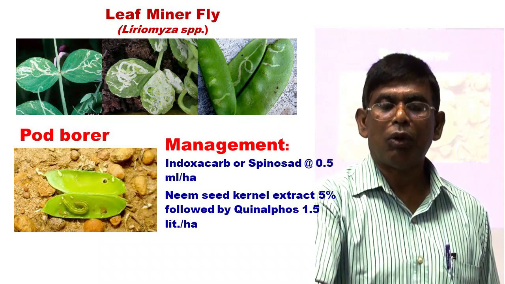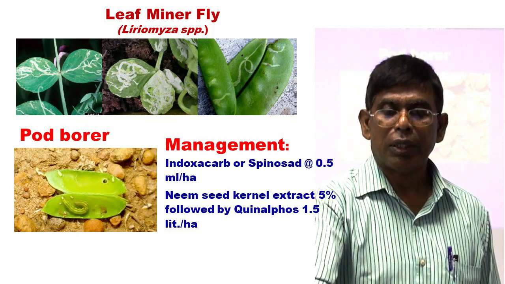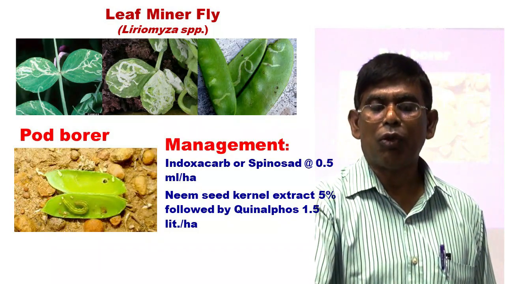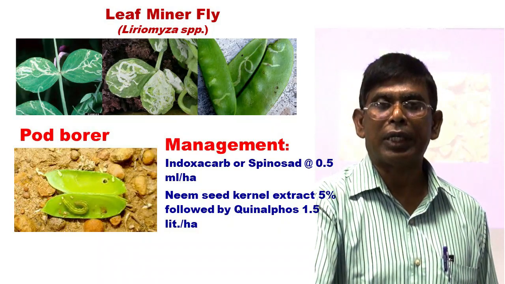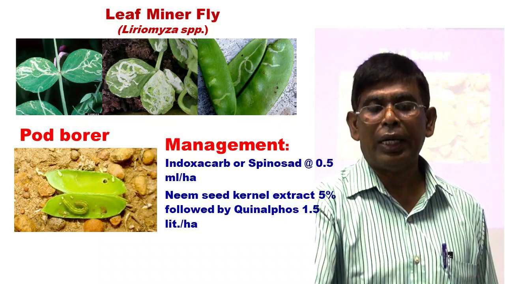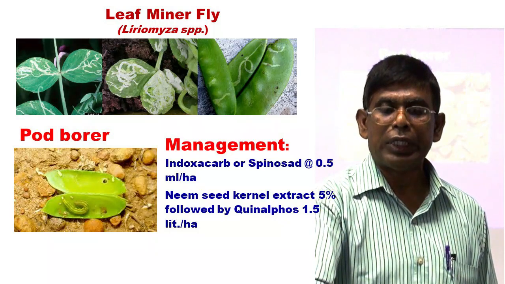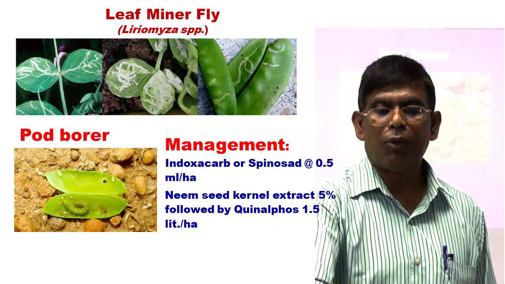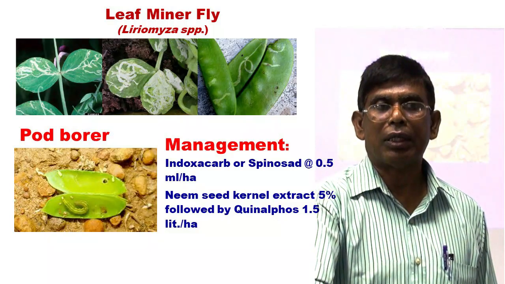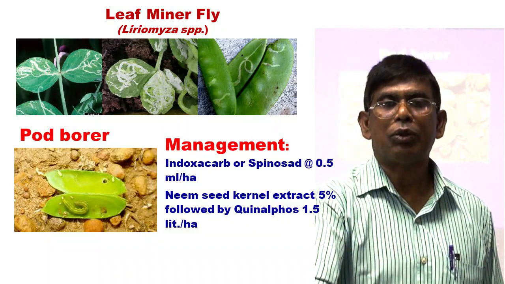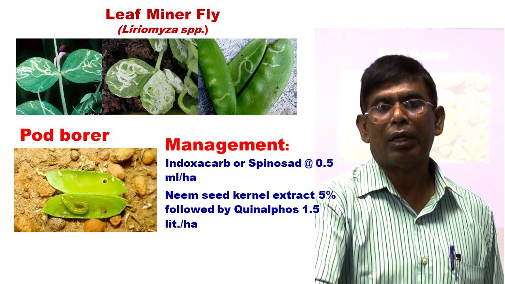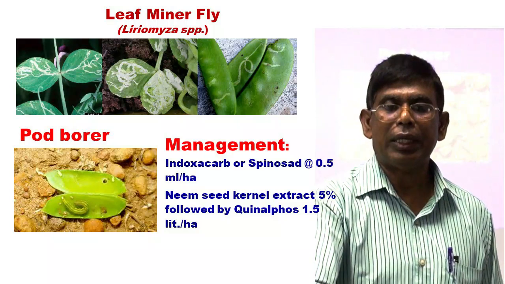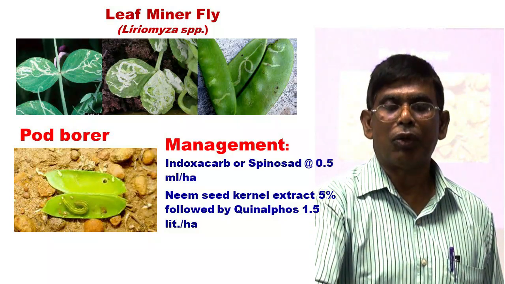So we have to control these two insects by spraying indoxacarb or spinosad 0.5 ml per hectare at the early stage. Another method is neem seed kernel extract 5%, followed by quinalphos 1.5 liter per hectare in 500 to 600 liter of water, and we have to spray this solution. Then it can check the leaf miner attack as well as pod borer.